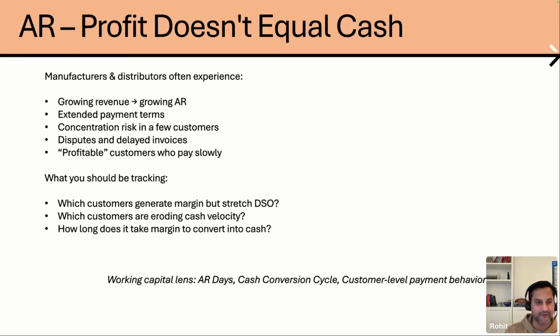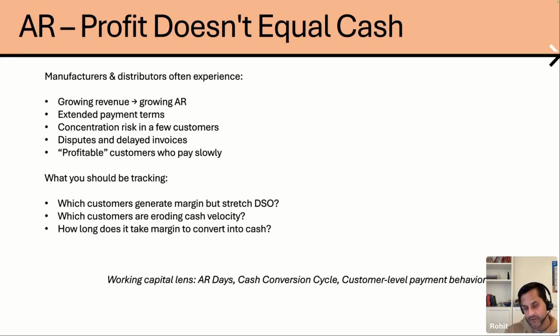I know we have one or two customers who do that, and it's hard sometimes. Then maybe some invoices which are disputed or delayed. And again, profitable customers, you get the best margin, you manage to get the best price, but they want to pay slowly. It's like the negotiation tactic, which is bigger, the revenue or the time I take to pay you? So what should you be tracking?